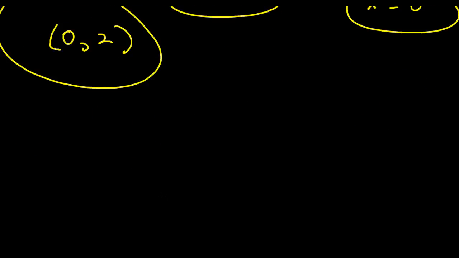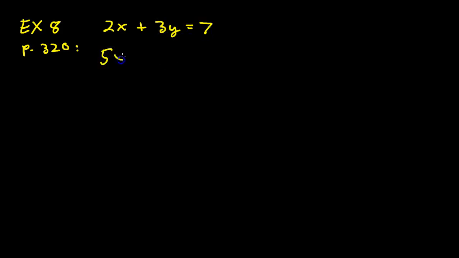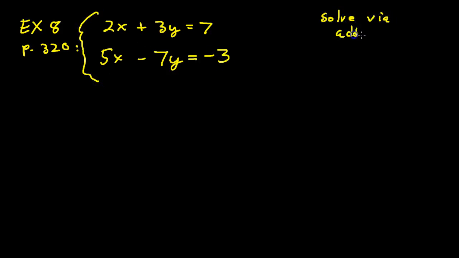All right, one more for today. We'll do example 8. In our text, this is on page 320. Solve the following system using the addition method. Here's the system: 2x plus 3y equals 7, and 5x minus 7y equals minus 3. There's our system, and we want to solve via the addition method.